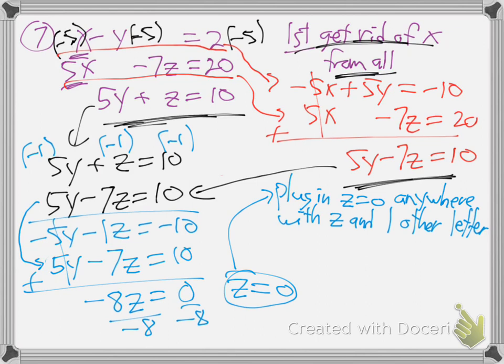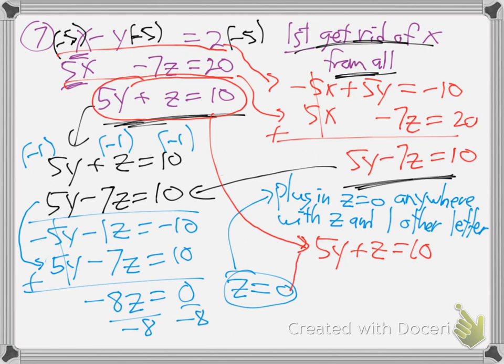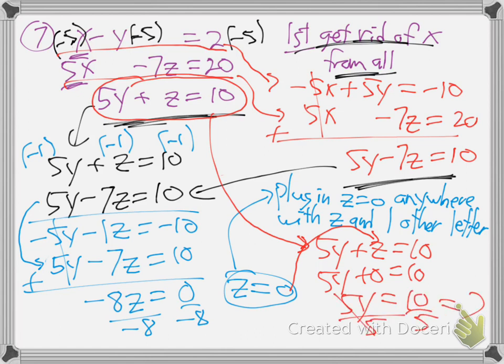So where do we have z and just one other letter? Well, like right here, for example. Bring that on down. We got 5y plus z is 10. Put in the 0 right there. So 5y plus 0 is 10. 5y is 10, divided by 5, so y is 2. Can you read all that? y is 2. Is that good? Could have plugged into the middle equation. That would have worked also.